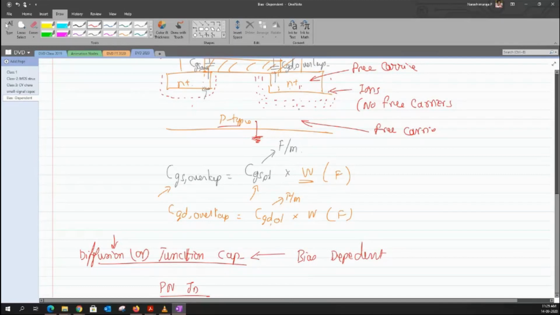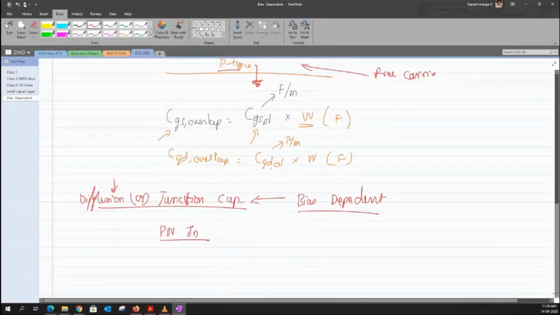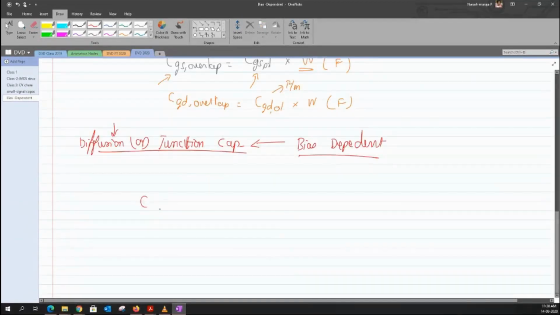So it depends on the region of separation of these free carriers, right? The capacitance value. Clear? So due to which it becomes something like a bias dependent capacitance. Okay, now there are two types of capacitance, one across the source, the other one is across the drain. Those capacitances I'm just going to call CSB, and the other one is CDB. So these are nothing but the diffusion capacitance or the junction capacitance.